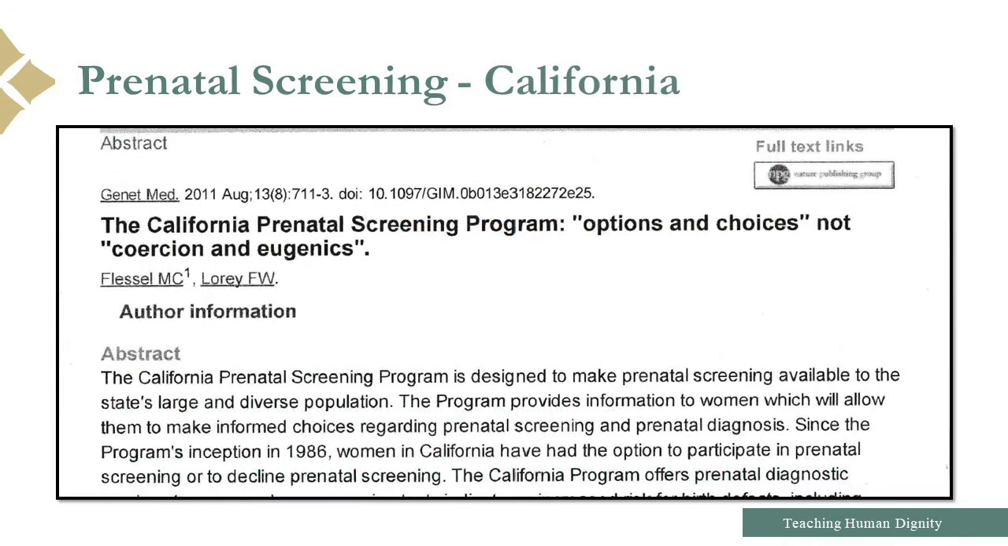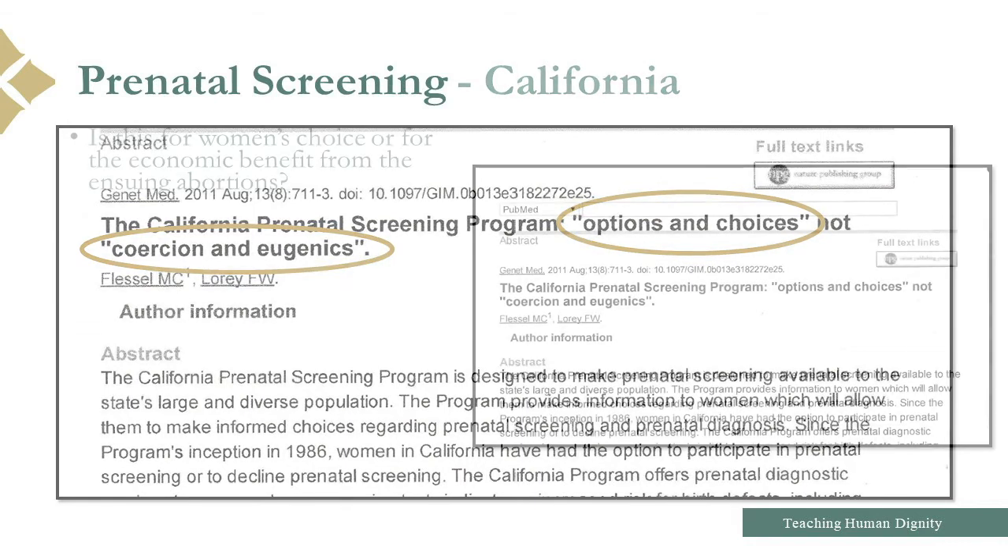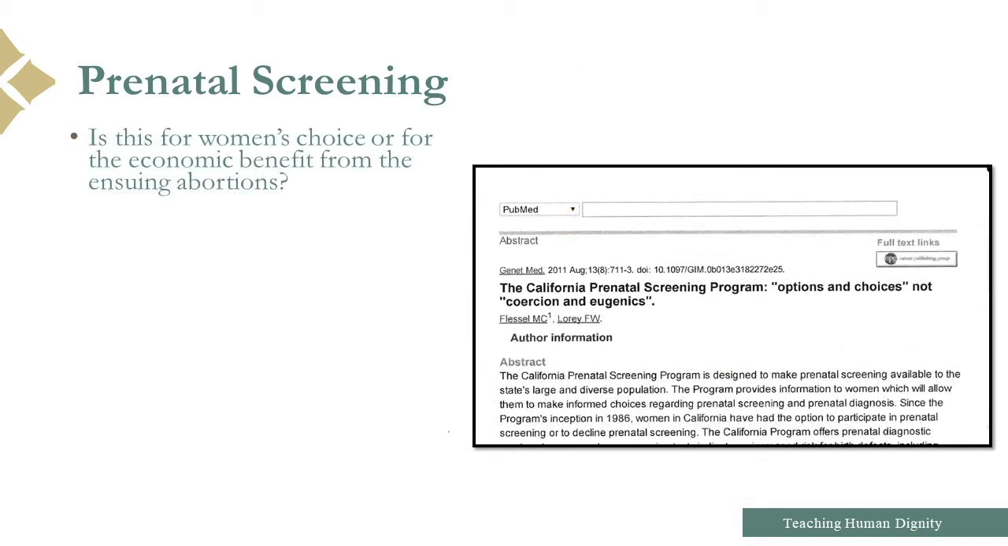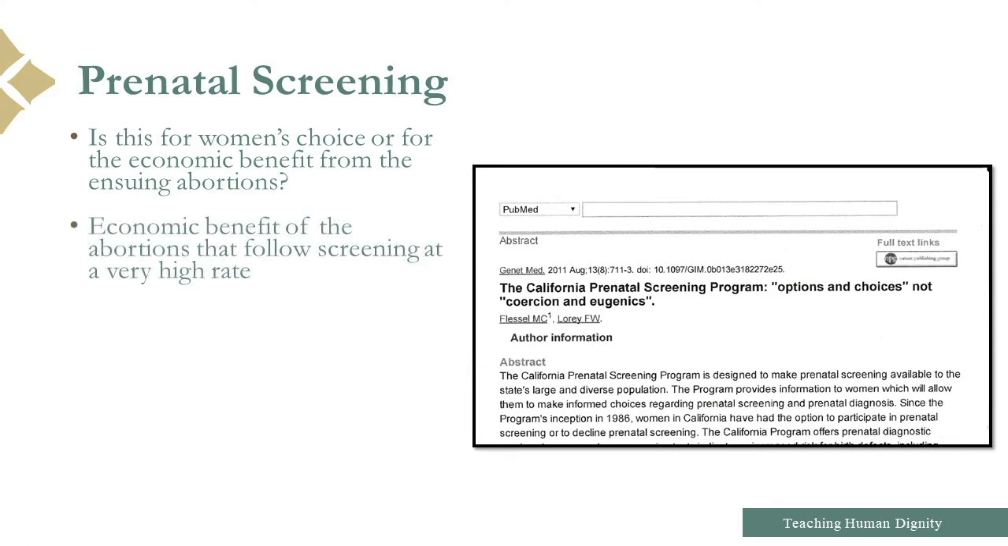The state of California, which is the only state that actually has a state-sponsored screening program, defends its program. When it was challenged, it defended it by saying that they only provide options and choices, that they're not either eugenic or coercive. But that seems very implausible. It seems more plausible that what is incentivizing the funding of widespread prenatal screening is not the promotion of options and choices for women, right? It hardly seems like they would justify spending $1 billion a year just so that women can have better choices, but rather the economic benefit of the abortions which follow the screening at a very high rate.